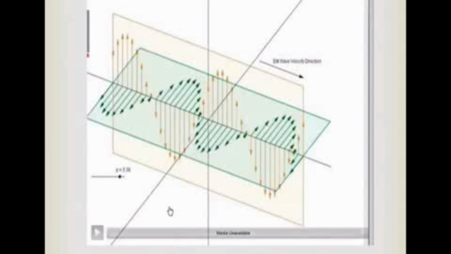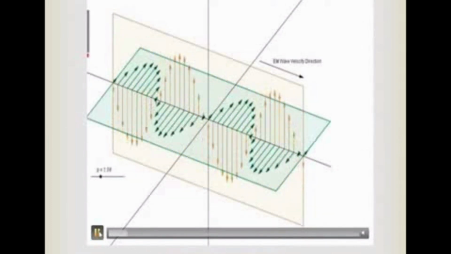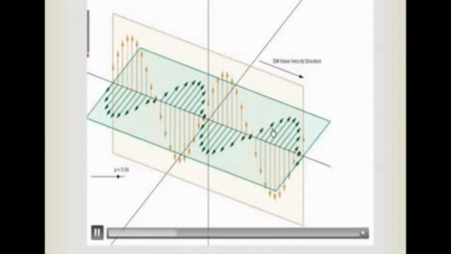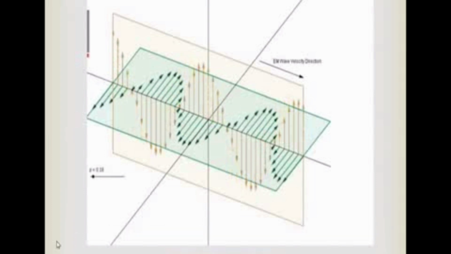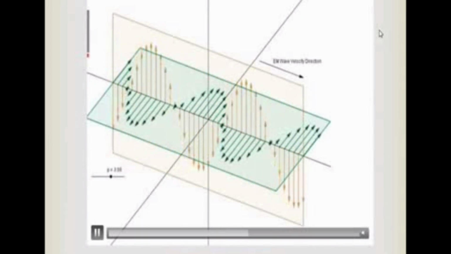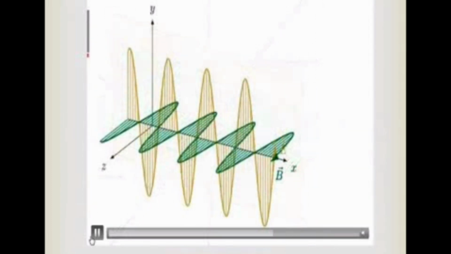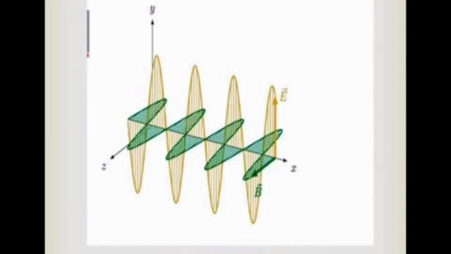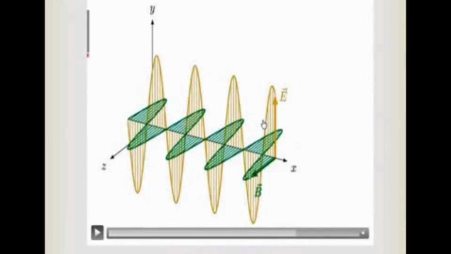electromagnetic waves. See here, how is the wave seen? The electric field and magnetic field are perpendicular to each other, and they move perpendicular to the propagation of the wave. So this is called an electromagnetic wave. In this electromagnetic wave, one field is the electric field.